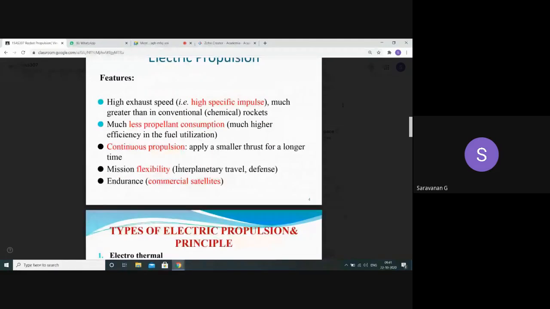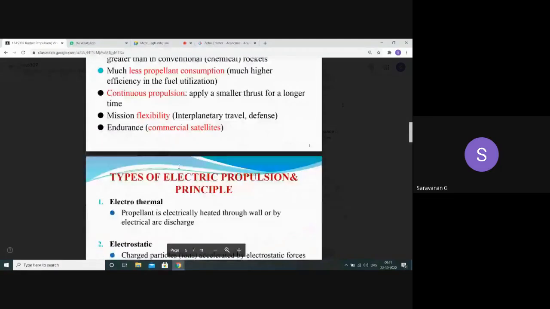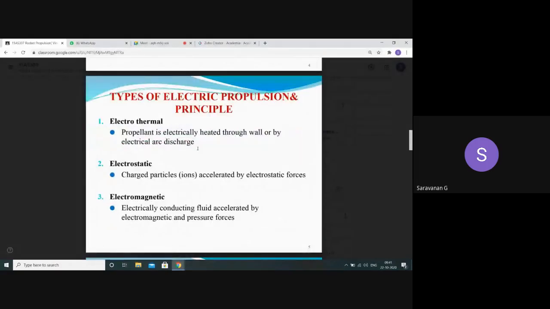Already we had three subclassifications or variants of electric systems: electrothermal, electrostatic, and electromagnetic. Electrothermal: as I told you, the propellant is electrically heated through a wall by an electrical arc or discharge. Similarly, in electrostatic, charged particles or ions are accelerated by electrostatic forces. The third one, an electrically conducting fluid, gas or propellant, is accelerated by electromagnetic and pressure forces. So these are the basic principles.